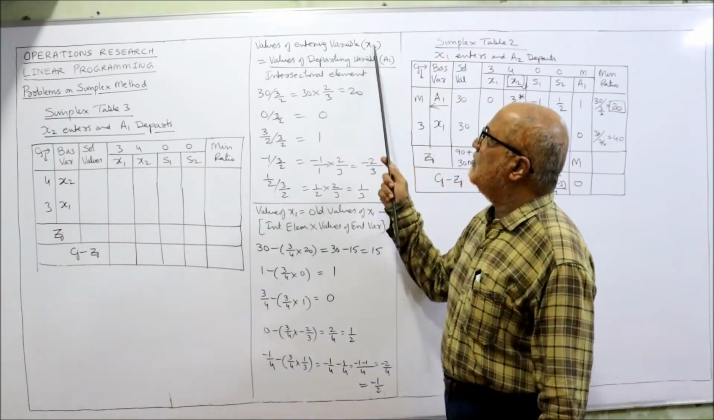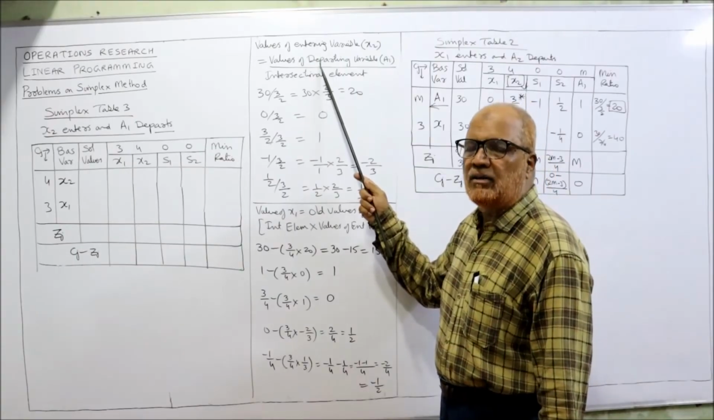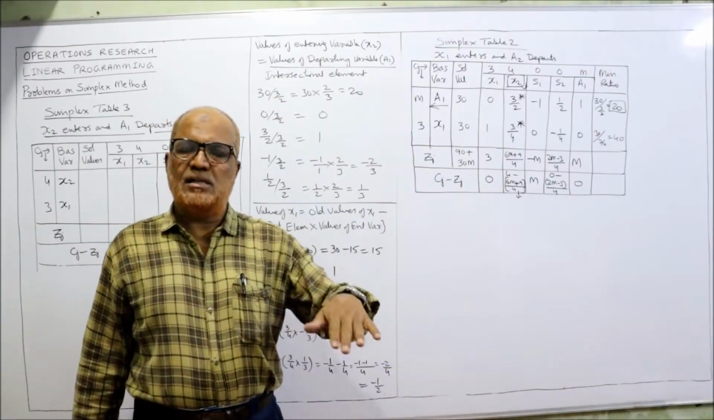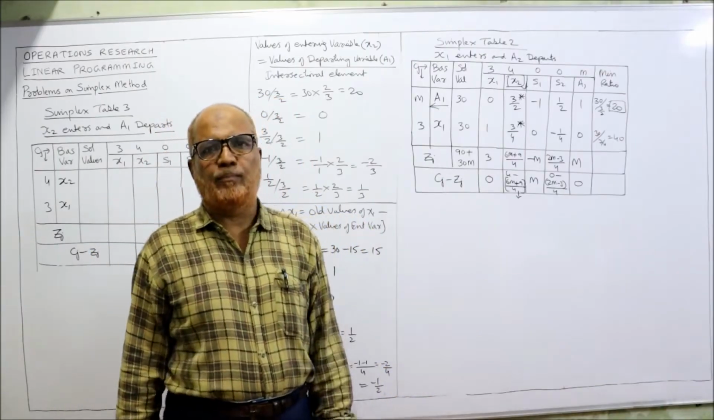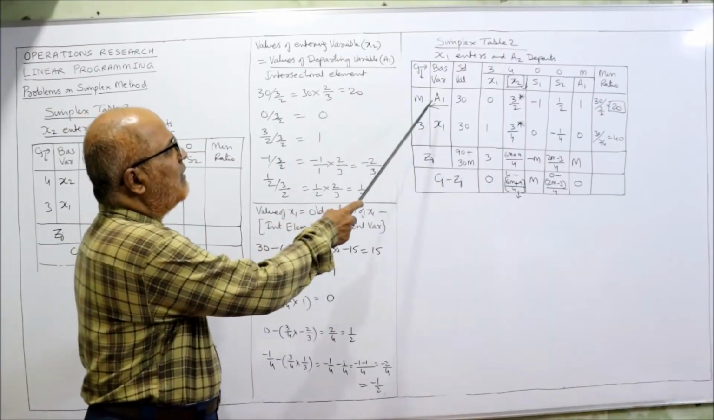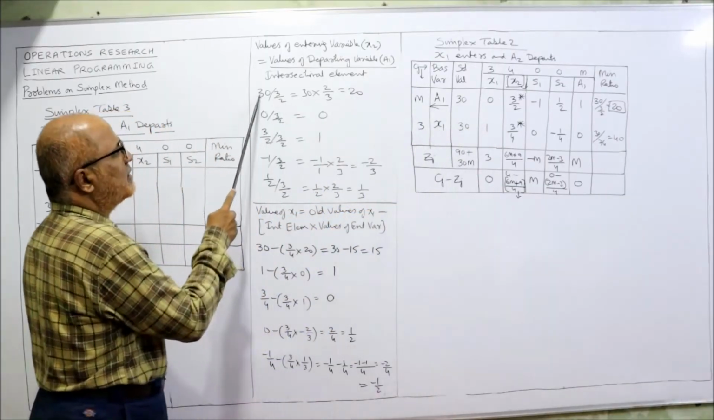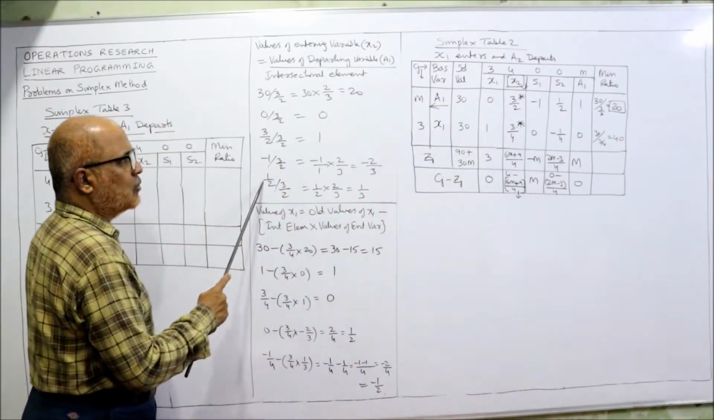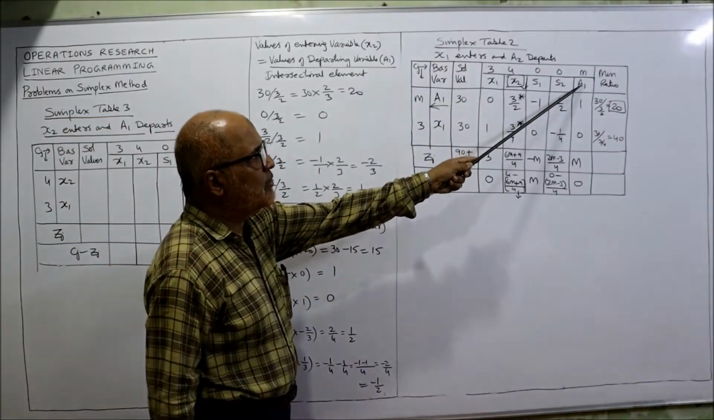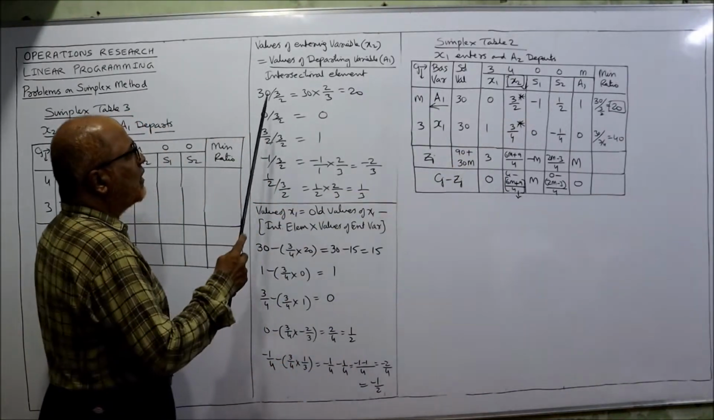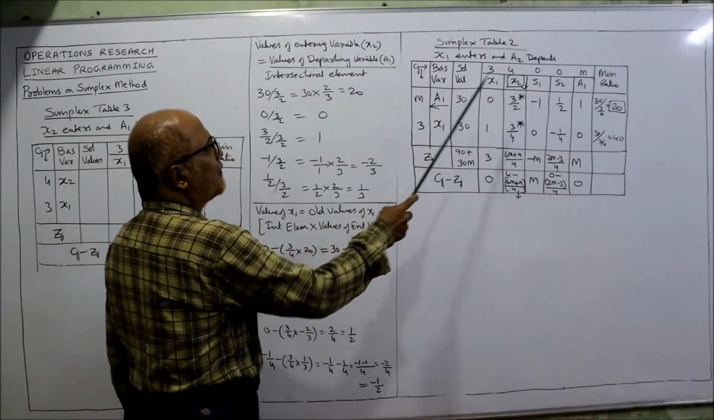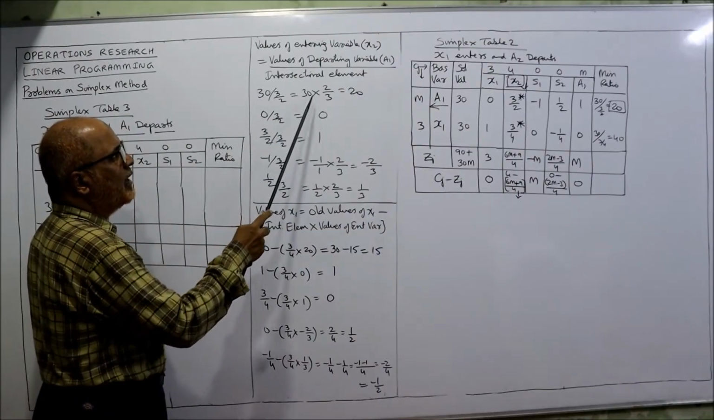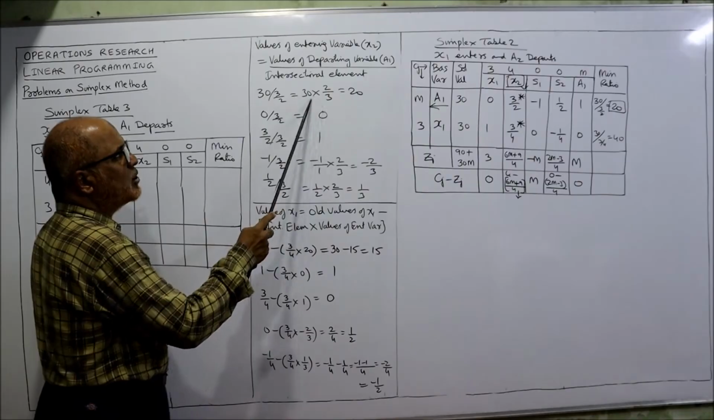The first thing is we want to find out the values of the entering variable X2. Values of entering variable X2 equal values of departing variable divided by intersectional element. In every problem we apply the same formula, whether it is a maximization or minimization problem. The values of departing variable A1 are 30, 0, 3 by 2, minus 1 and 1 by 2. We are not taking the 1 because we don't have the column of A1. Now divided by intersectional element 3 by 2. So 30 divided by 3 by 2. If we make it multiplication, it will become 2 by 3. So 20.